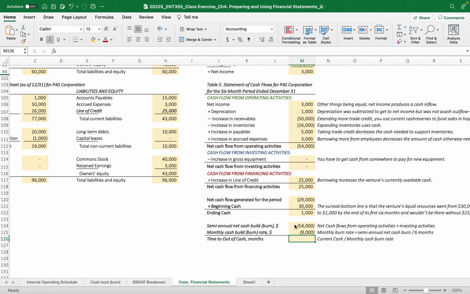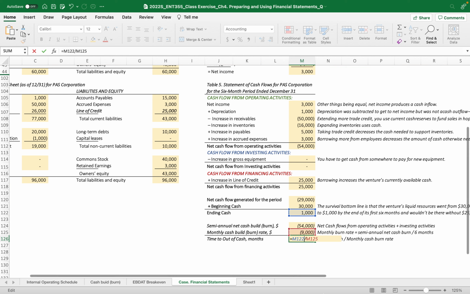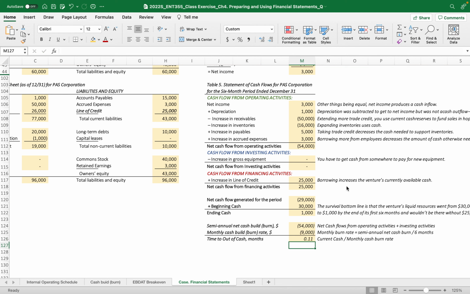Cash burn rate. So time to out of cash. How to get this? The months. So we have only 1,000, right? And then every month, monthly cash burn is 9,000, right? I'm gonna remove the minus so that we can get the actual length of a month. Okay, only 0.11 because every month the company uses 9,000, right?